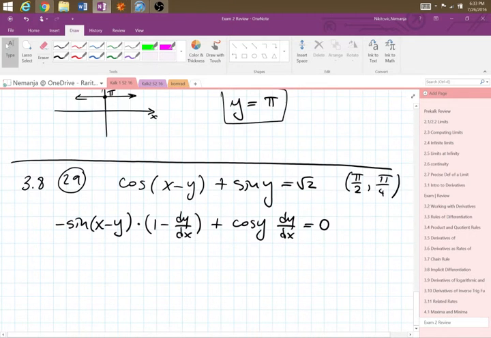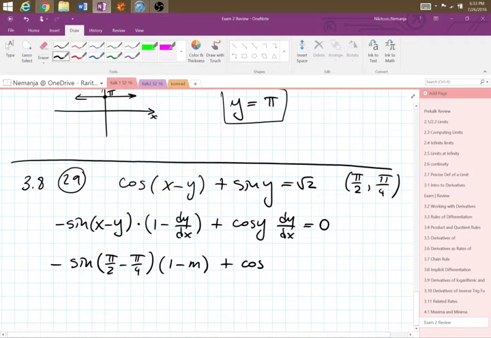Now we plug in pi over 2 for every x and pi over 4 for every y, and replace all dy/dx's with m's. So minus sine of pi over 2 minus pi over 4 times 1 minus m, plus cosine of y, which is pi over 4, times m, is equal to 0. We are solving for m.